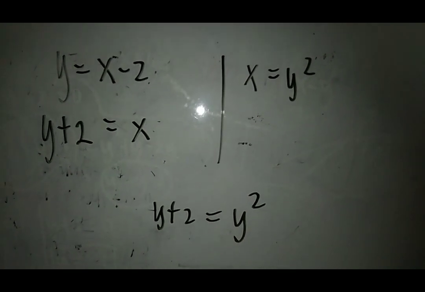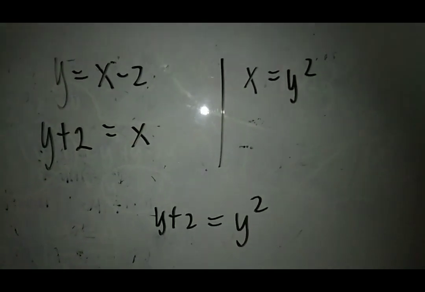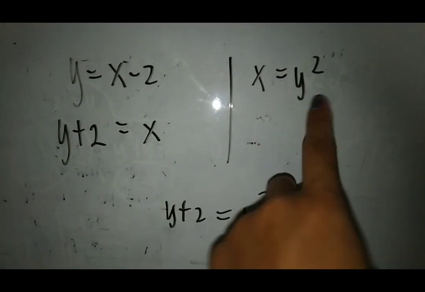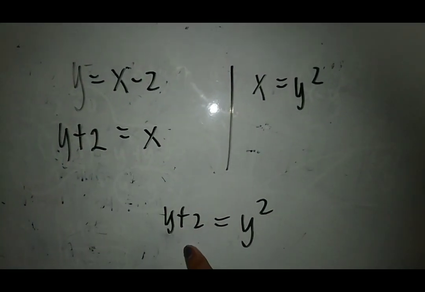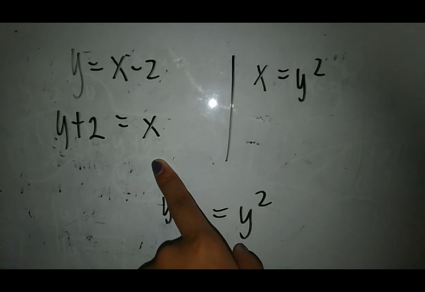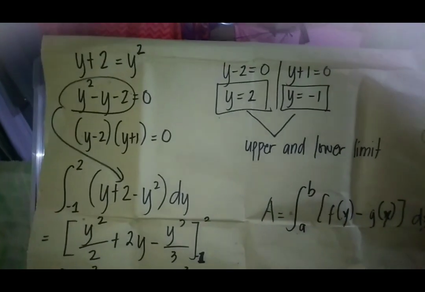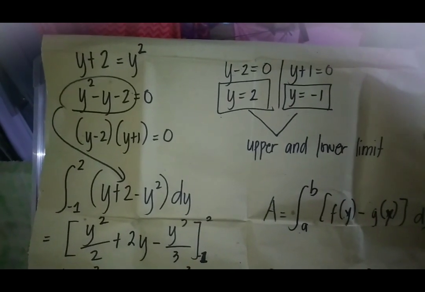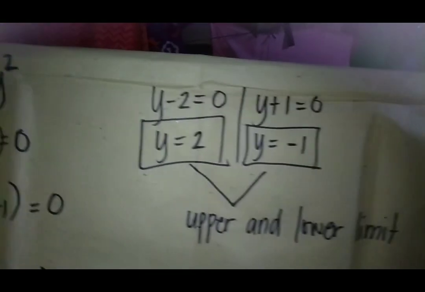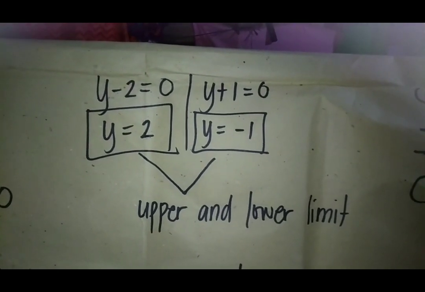We have two equations here. The y is equal to x minus 2, which is our line, and the x is equal to y squared, which is the equation of the parabola. By additive inverse, we have y plus 2 is equal to x, and x is equal to y squared. So we have y plus 2, then y squared. Our x is our remaining variable. So we have y plus 2 is equal to y squared. Then by additive inverse, we have y squared minus y minus 2 is equal to 0. Then we factor it out. We have y minus 2 and y plus 1. Equating to 0, we have y minus 2 is equal to 0, so y is equal to 2. Then y plus 1 is equal to 0, so y is equal to negative 1.